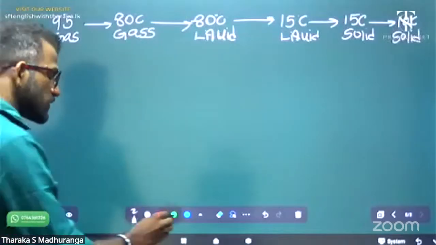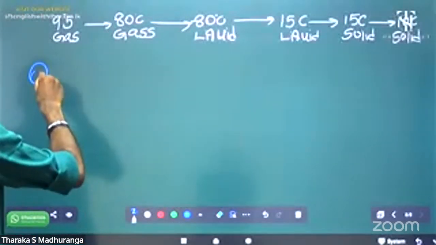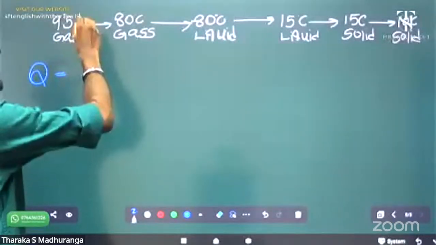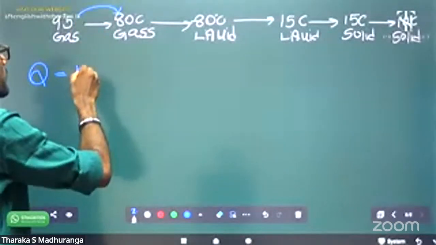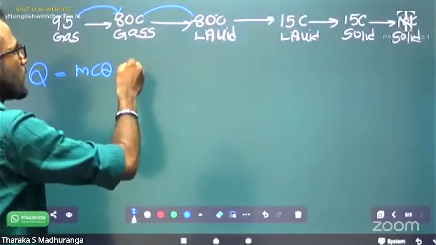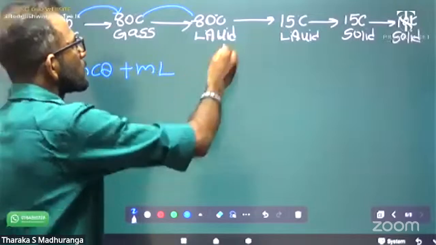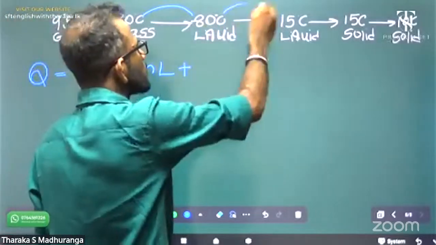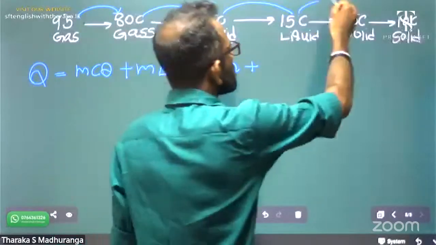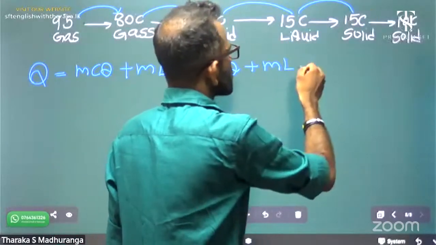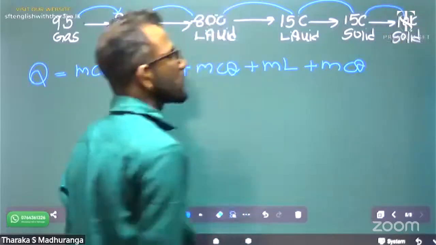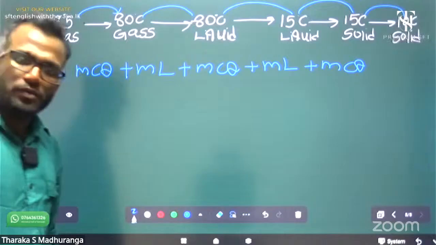Now the question is asking for the amount of heat released, Q. Q equals, for a temperature difference, mc theta; for a physical state change with no temperature difference, ml; plus temperature difference, mc theta; physical state change, ml; and mc theta, final. Understood?